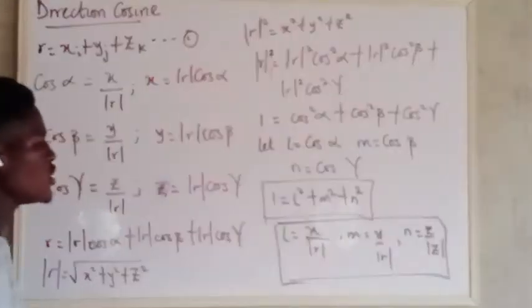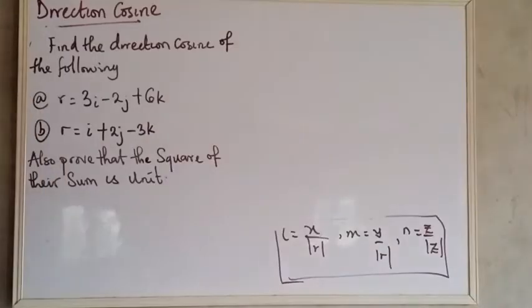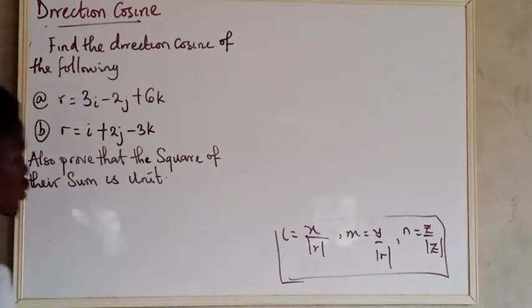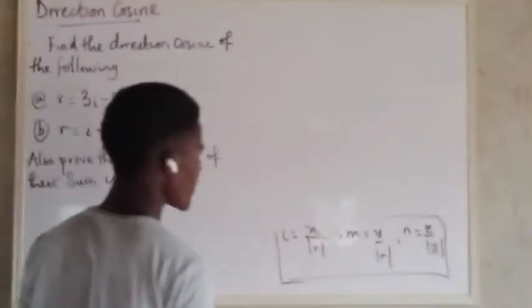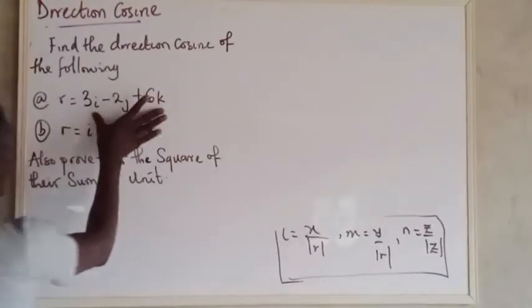So let's see some examples under these questions. Let's see this example. The first one says find the direction cosine of the following, where I have r equals 3i plus 2j plus 6k. So using my formula, the first thing I need to get is the magnitude of this r.